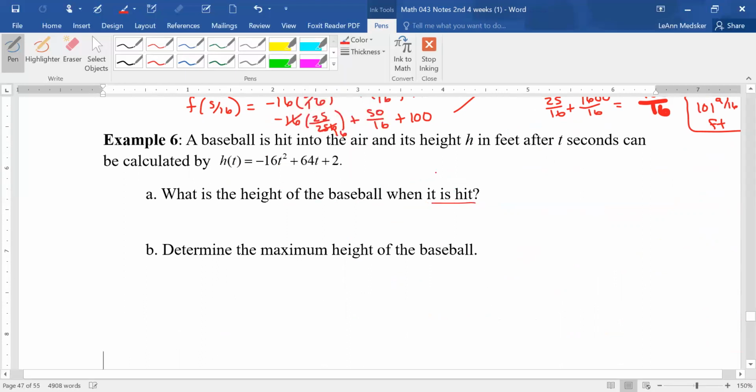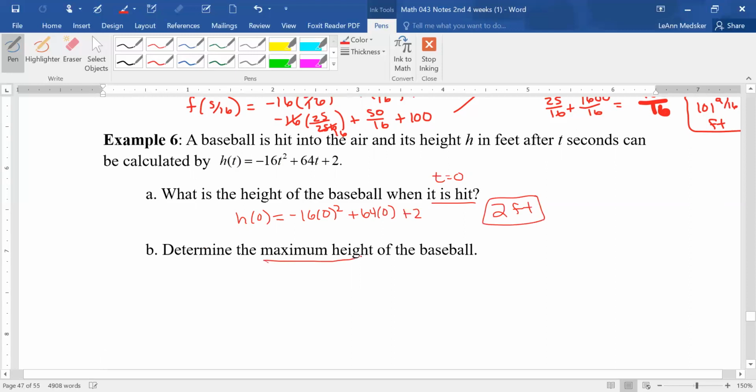Original height is when your time is 0. You just hit the ball. So it's that immediate first instant. You haven't even had a second pass. So we're going to plug in 0 for t. And what you'll notice is that just leaves me with 2. So this ball was 2 feet in the air when it was hit.